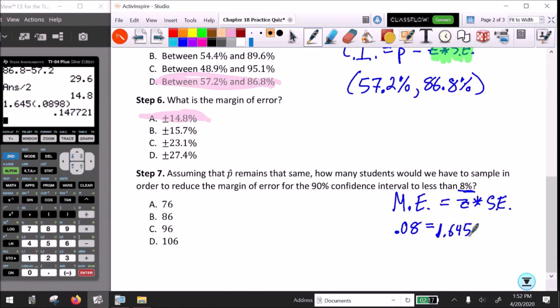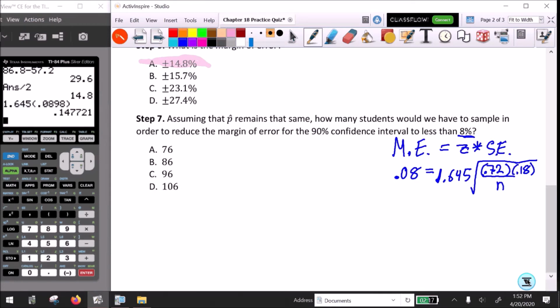And our standard error, this is actually dependent on our sample size, so we have to use the standard error formula here. So standard error is the square root of p hat multiplied by q hat divided by n. So if we can solve for n, we'll have the sample size necessary to achieve this margin of error. And we actually want to have the margin of error be less than 8%. Let's change this to a less than symbol reading from the right side. So this is saying that our margin of error is going to be smaller than 8%.